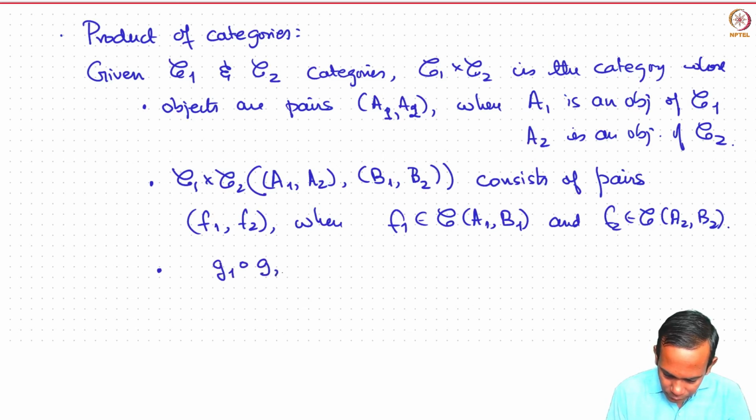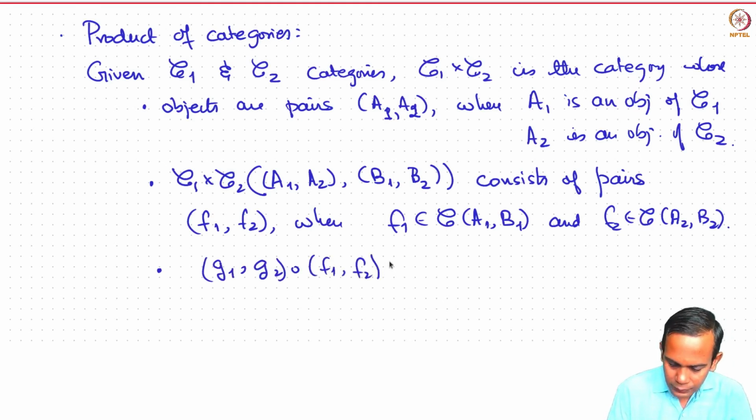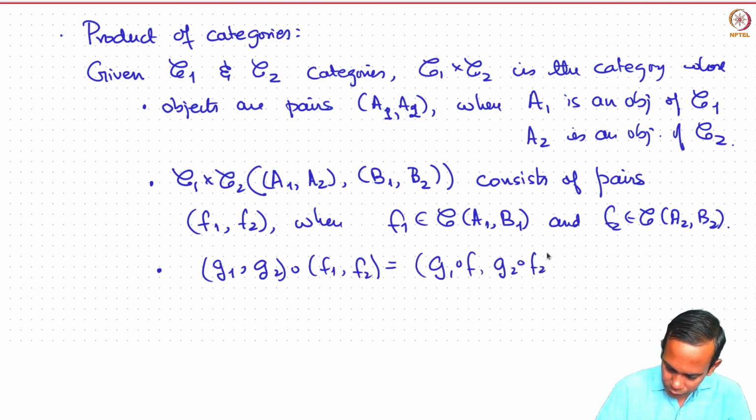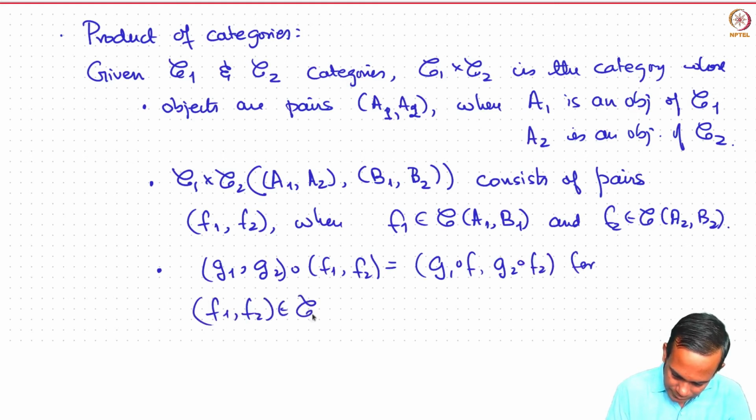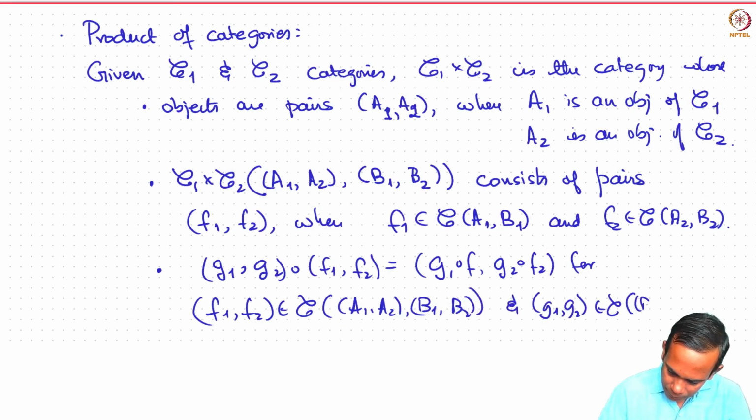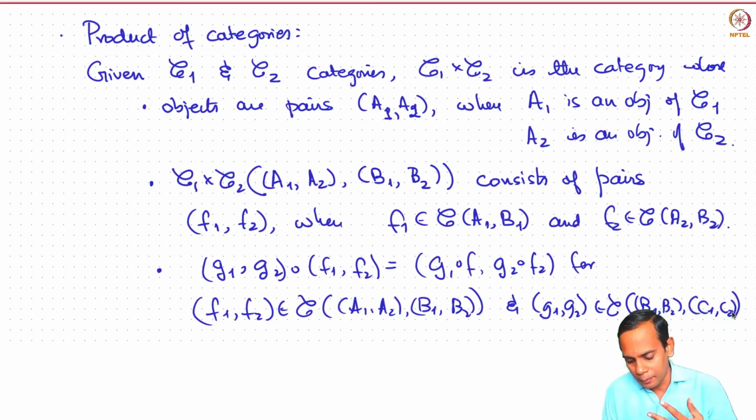And the composition law is given by (G1, G2) circle (F1, F2) is (G1 circle F1, G2 circle F2), for (F1, F2) in C from (A1, A2) to (B1, B2) and (G1, G2) in C from (B1, B2) to (C1, C2), for any objects A1, B1 and C1 of the category C1 and A2, B2, C2 objects of the category C2.